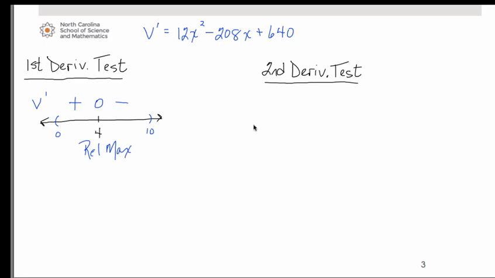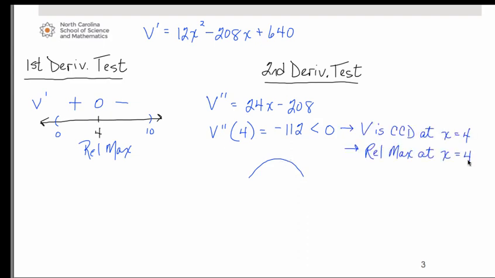If we wanted to apply the second derivative test, we're going to need to find the second derivative. Remember that into the second derivative, we substitute our critical number. When we do that, we come out with a negative 112, which obviously is less than 0. Remember what that tells us. Since the value of the second derivative at x equals 4 is negative, that tells us that the original curve would be concave down, therefore creating a relative maximum.